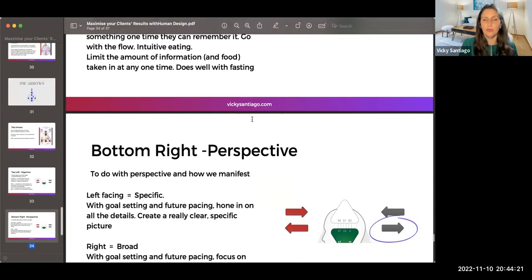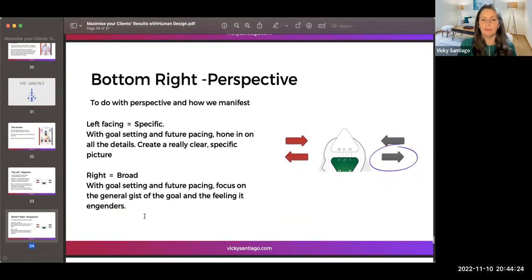And the other arrow that we'll look at tonight is the bottom right one. So this is for perspective.